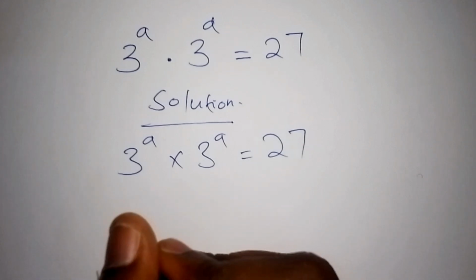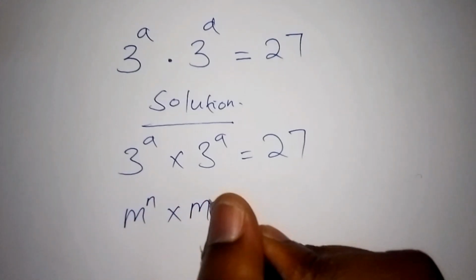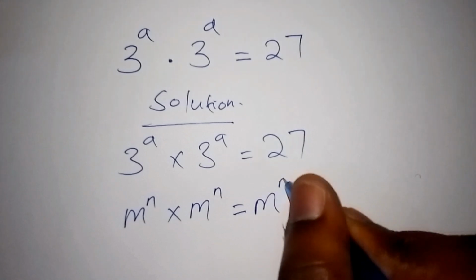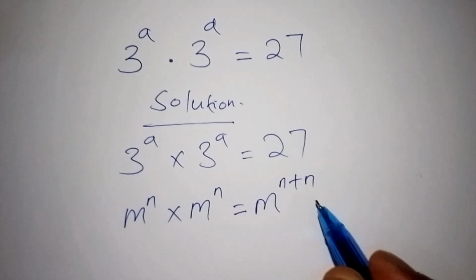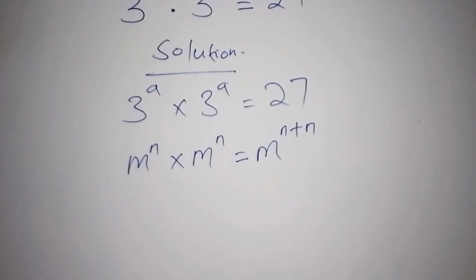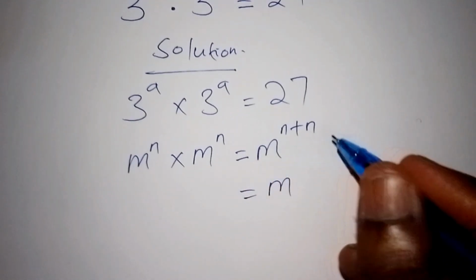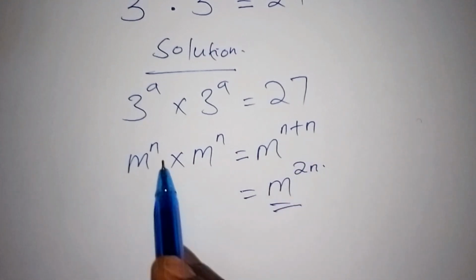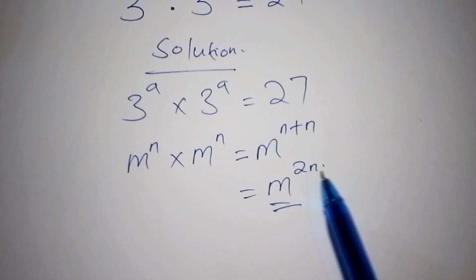Now we all know that suppose we have m to the power of n, then multiplied again by m to the power of n. This can also be written as m to the power of n plus n, simply because the multiplication now changes to addition. So we shall have m to the power of n plus n, which is 2n. I want us to express this value in the form m to the power of 2n.